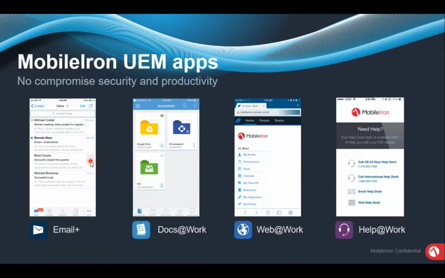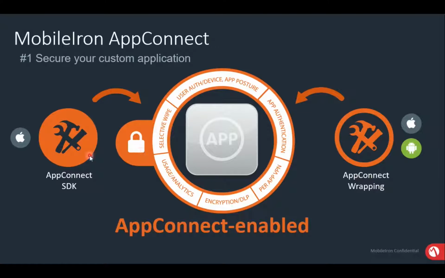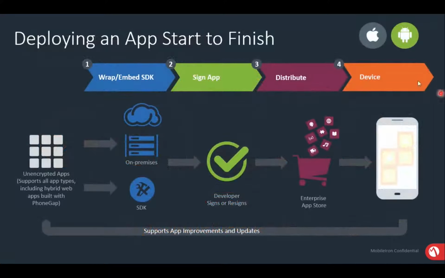So this is the quick view of the UEM App Connect apps: Email Plus, Docs at Work, Web at Work, and Help at Work. When I talk about App Connect, it's an SDK from MobileRN, which can be enforced, or you can use it on your in-house developed app for iOS and Android. There is an SDK available for iOS and Android, where the developer can use this wrapper, whether it is an online tool or offline tool, wrap it over their application, then resign it, then publish into their enterprise app store. So this is the life cycle.